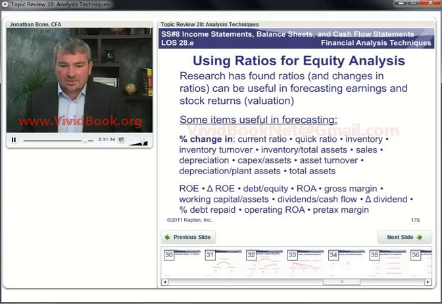It then says what ratios are useful for equity analysis, and looking at that, it's all of them. Look, virtually every ratio is useful for equity analysis. I certainly wouldn't bother learning the list there.